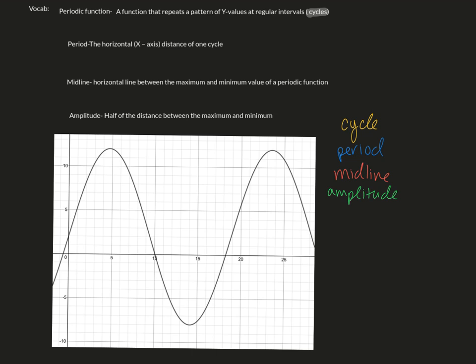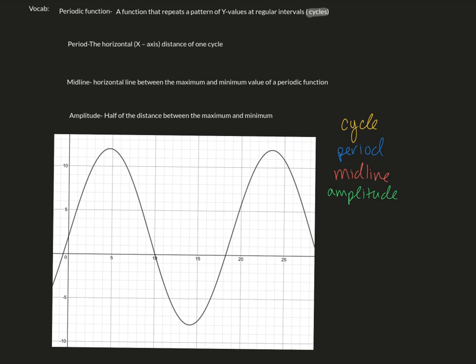Okay, you guys, so I'm going to be doing some color coding for this. In yellow, I'm going to do the cycle. The period will be blue, midline in red, and then amplitude in green to kind of help you guys follow along. So the graph that I have right here, this is a periodic function. I hope with the little bit that's there, you can see the pattern and what it's going to keep doing.